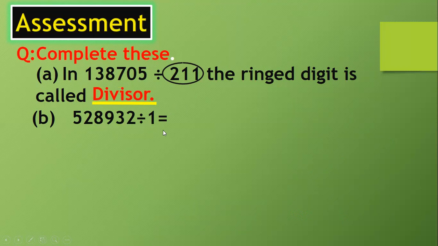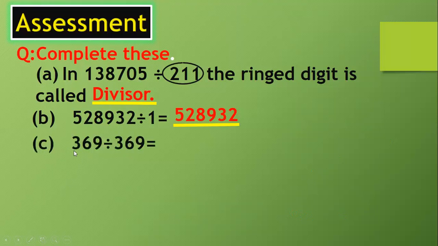And the B is 528,932 divided by 1 is equal to, yes, again 528,932, क्योंकि हम किसी भी नंबर को 1 से डिवाइड करते हैं तो अगेन आंसर में वही नंबर आता है. And the C is 369 divided by 369 is equal to 1. Means self division में आंसर हमेशा 1 ही आता है.